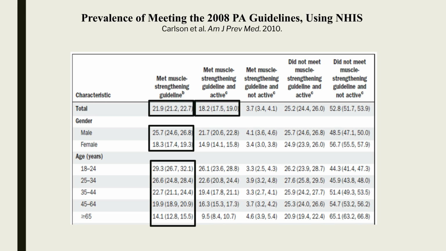as people get older. When we look at meeting both aerobic and muscle strengthening guidelines, the overall percentage drops to about 18%, with 22% for men and 15% for women. Again, this percentage declines with age, showing a consistent pattern across different types of physical activity.